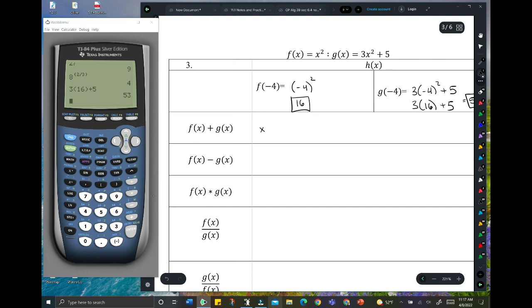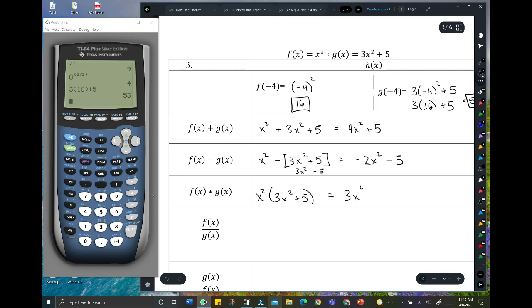Adding the functions together, let's see what happens. So x squared plus 3x squared plus 5. So combining like terms is 4x squared plus 5. Subtraction, x squared minus the quantity, so minus the whole function, is going to be negative 2x squared minus 5, because this would be negative 3x squared minus 5. Multiplication, x squared times 3x squared plus 5 is going to be 3x to the 4th plus 5x squared.